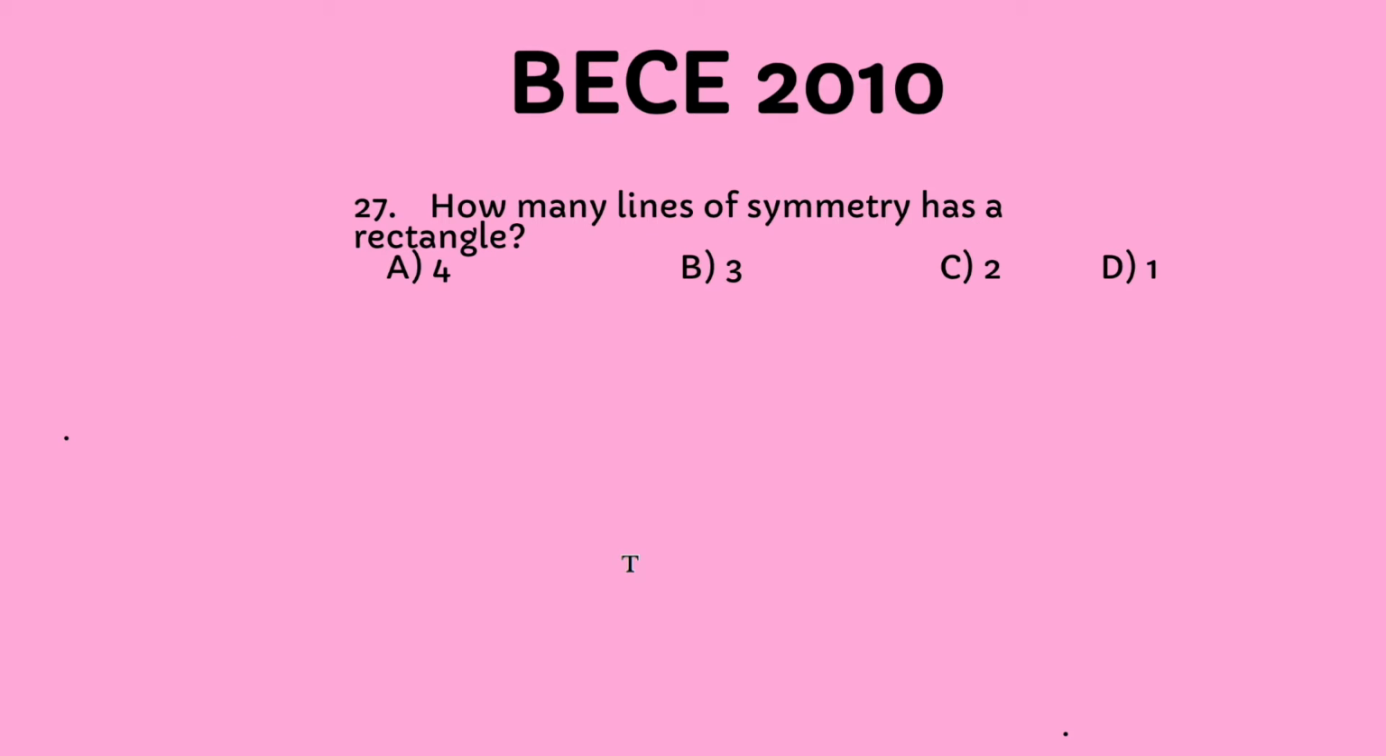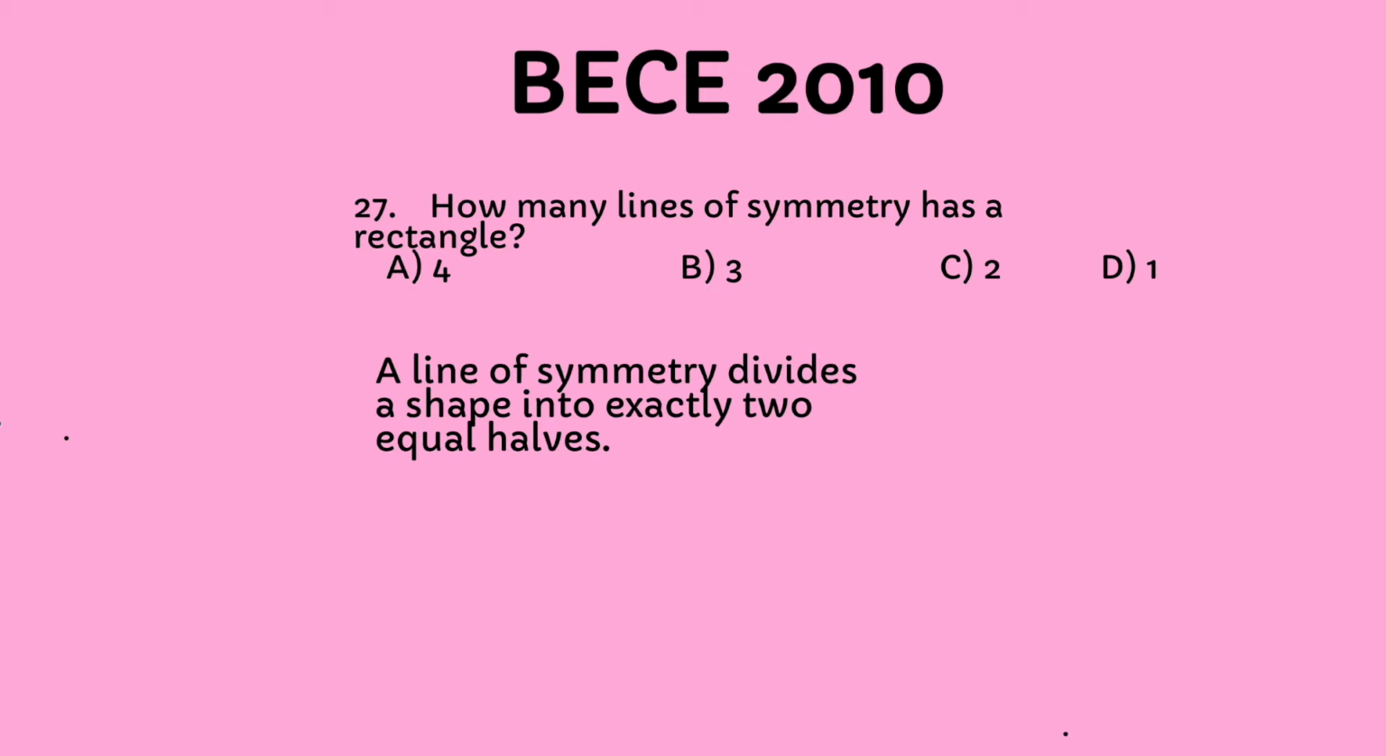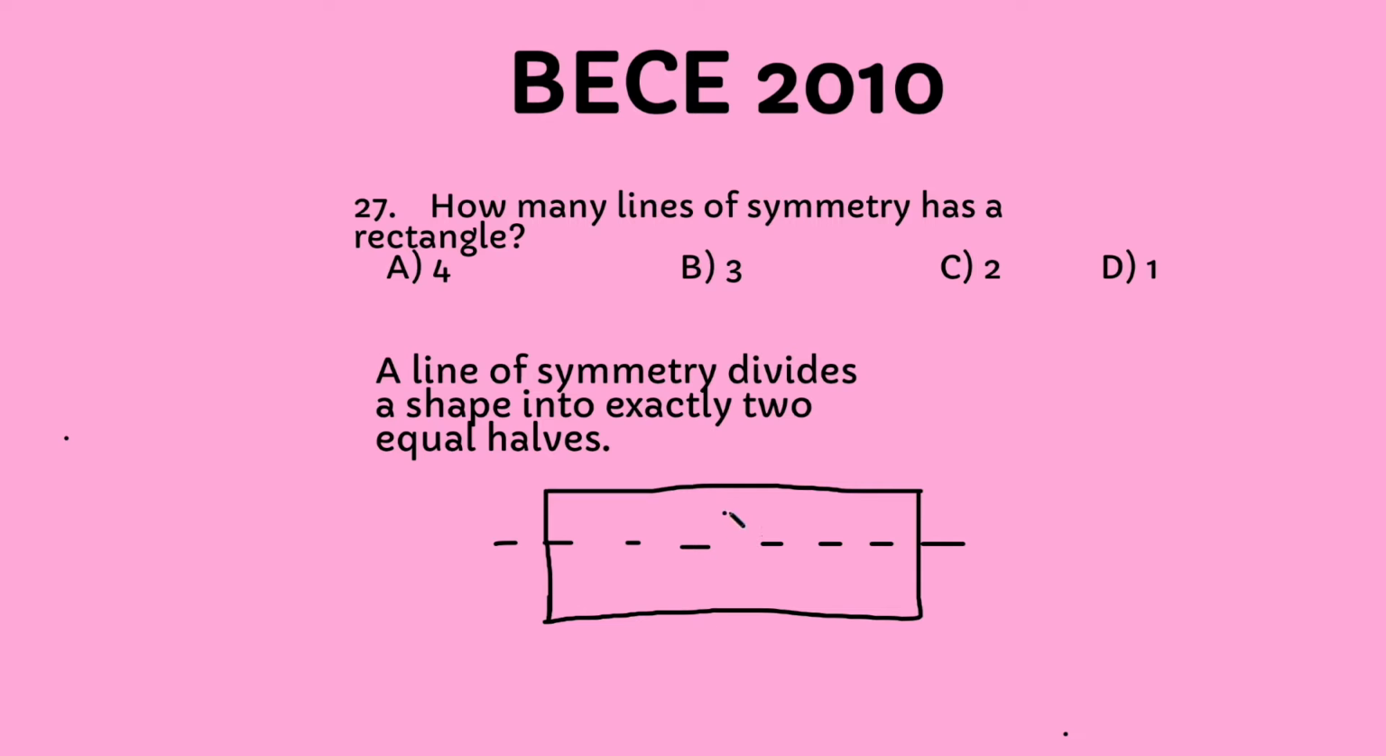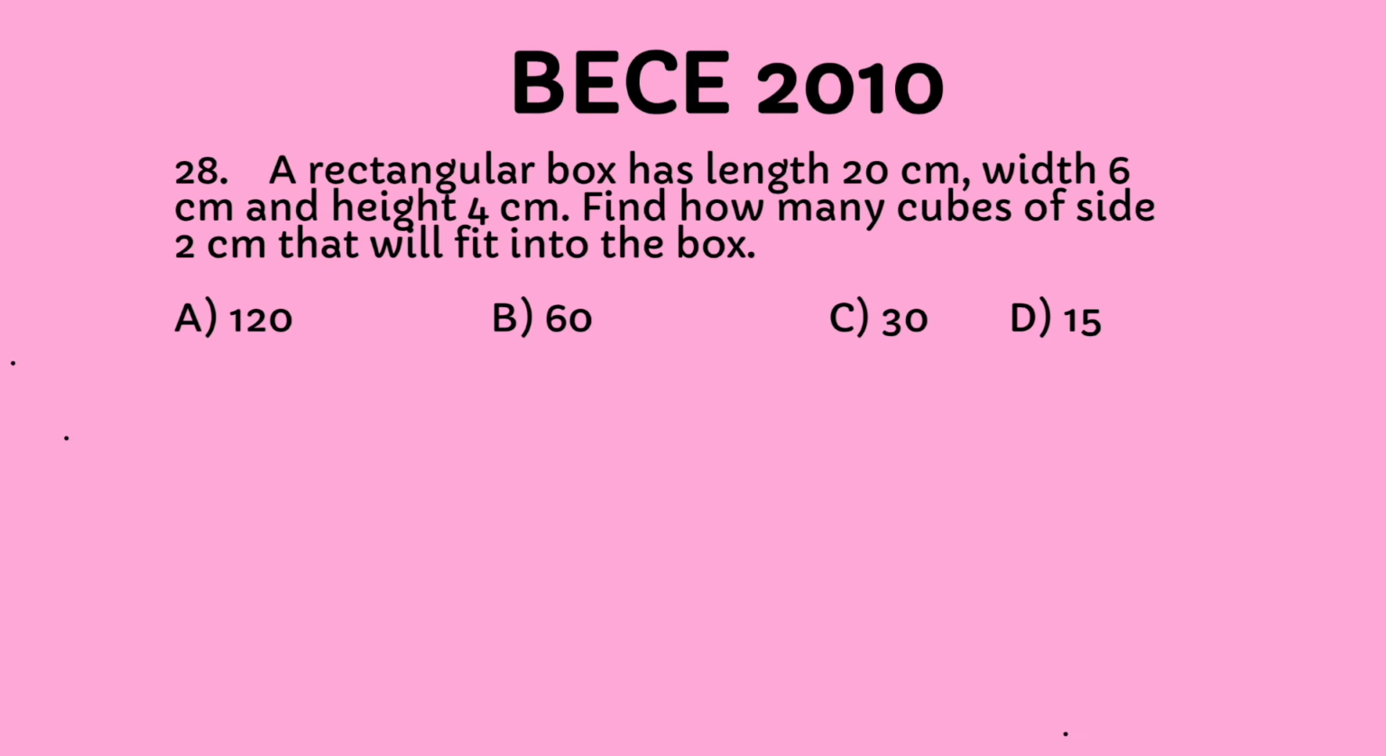27. How many lines of symmetry has a rectangle? A line of symmetry is a line that divides a shape into exactly 2 equal halves. When we take a rectangle and divide it vertically and horizontally, we're going to get equal halves in each of the instances. Hence, for the lines of symmetry of a rectangle, we only have 2, making our answer C.